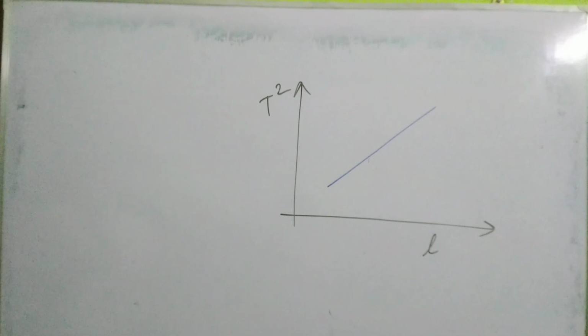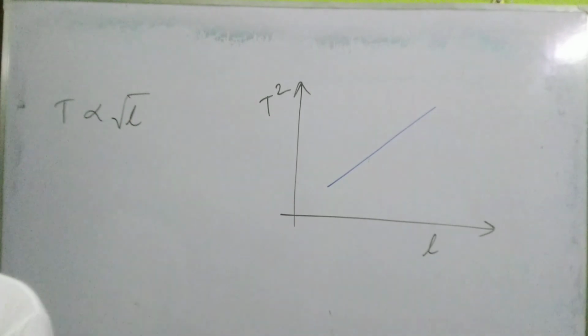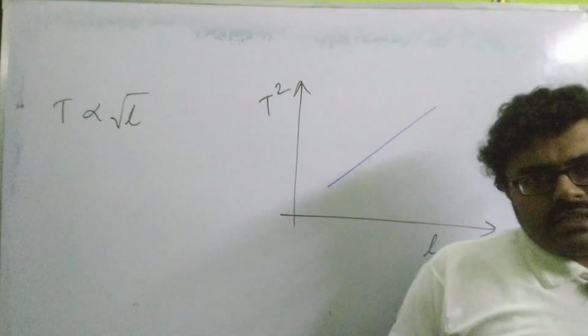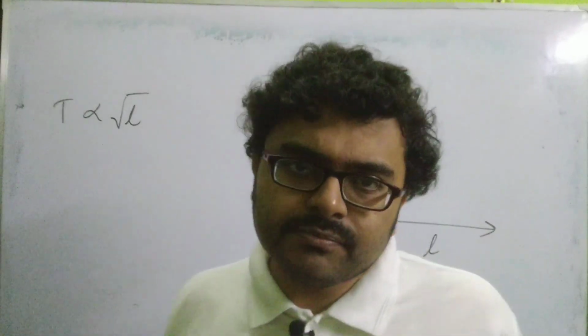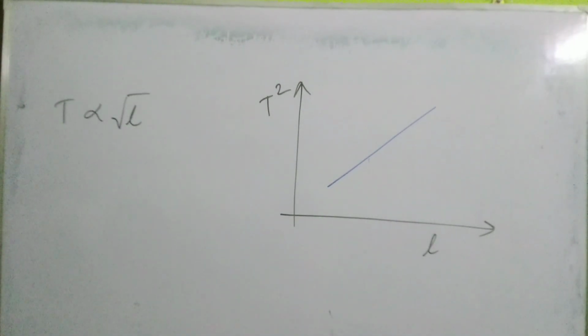So what is the utility of this graph? It is seen that the time period of a simple pendulum is directly proportional to the square root of the effective length. As you increase the effective length, the time period does increase, but not directly proportional. It is proportional to the square root of the length.